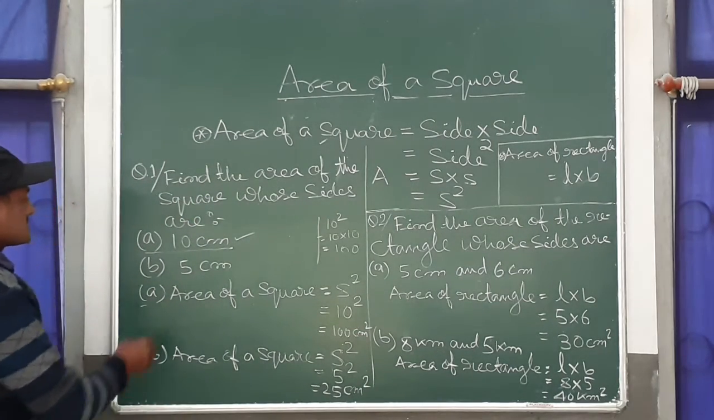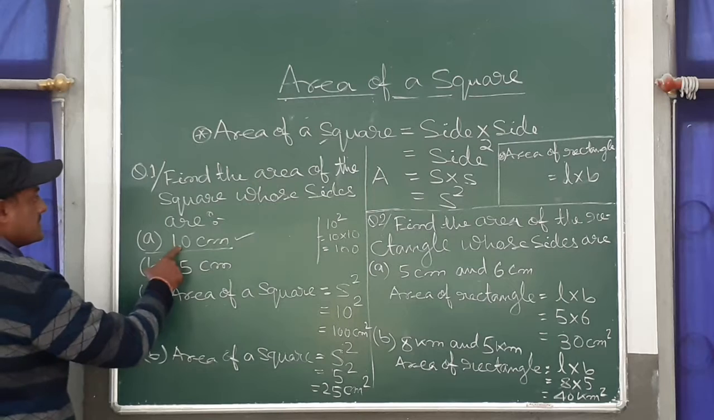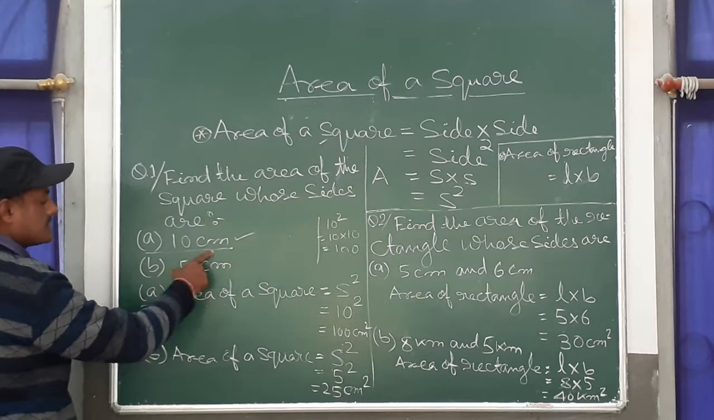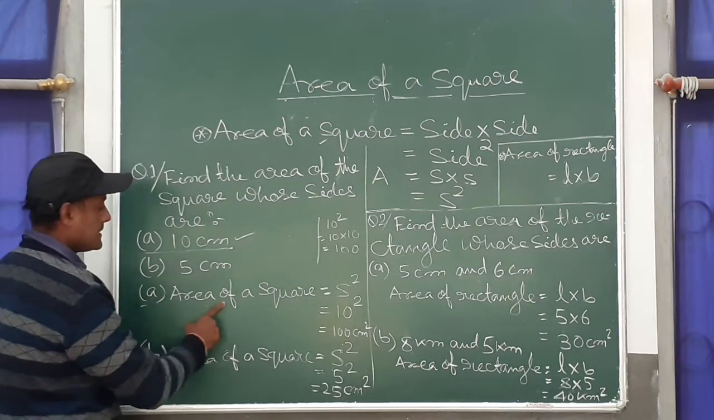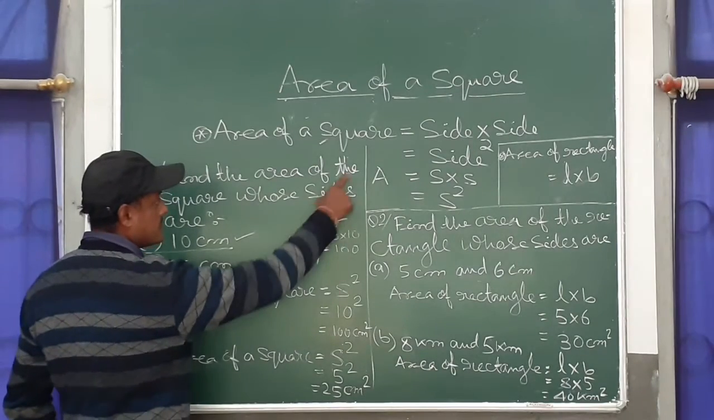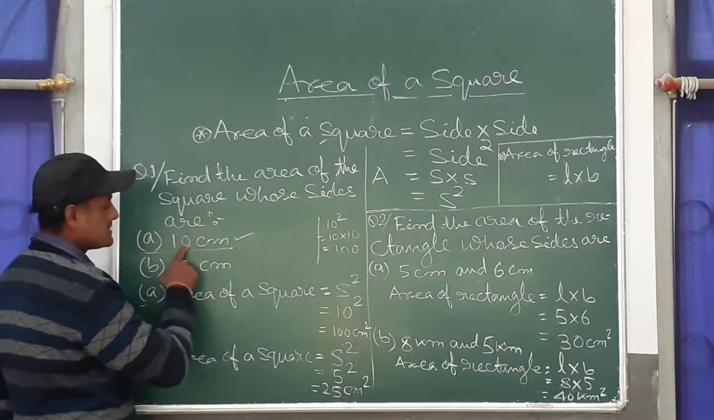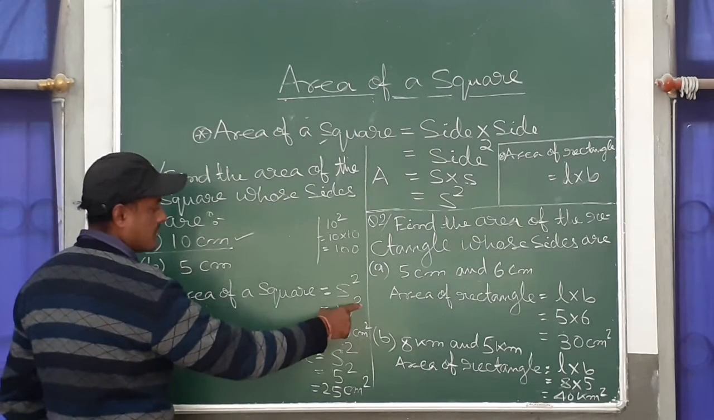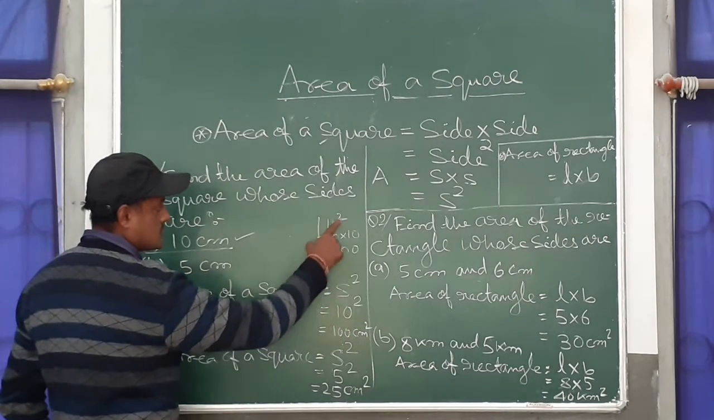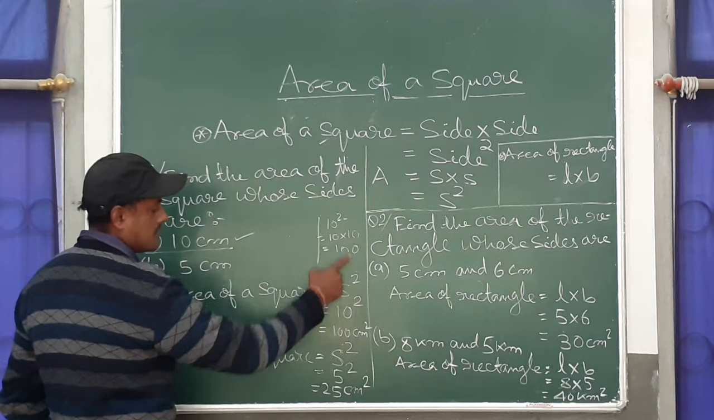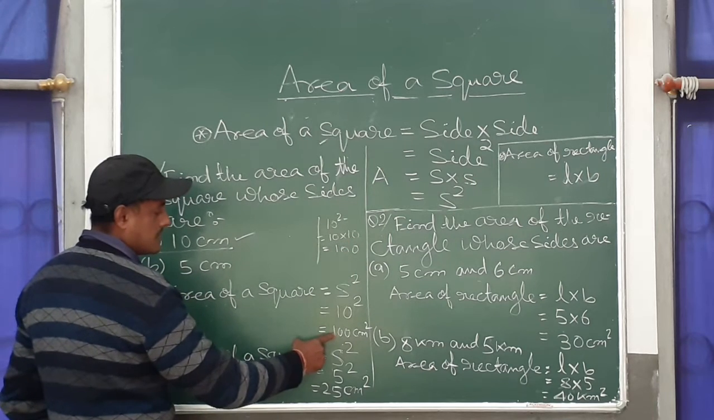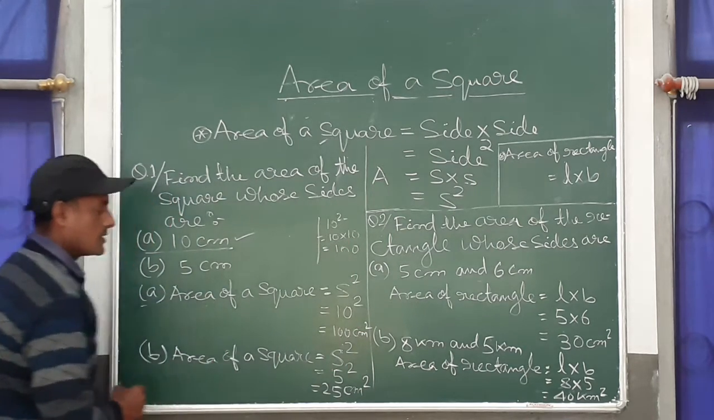So the first question was, the side of a square is 10 centimeter. First we write area of a square is equal to the formula. What is the formula? S square. The side is already given, 10, and the square is there. So 10 square means 10 into 10, that is 100. So the answer is 100 centimeter square.